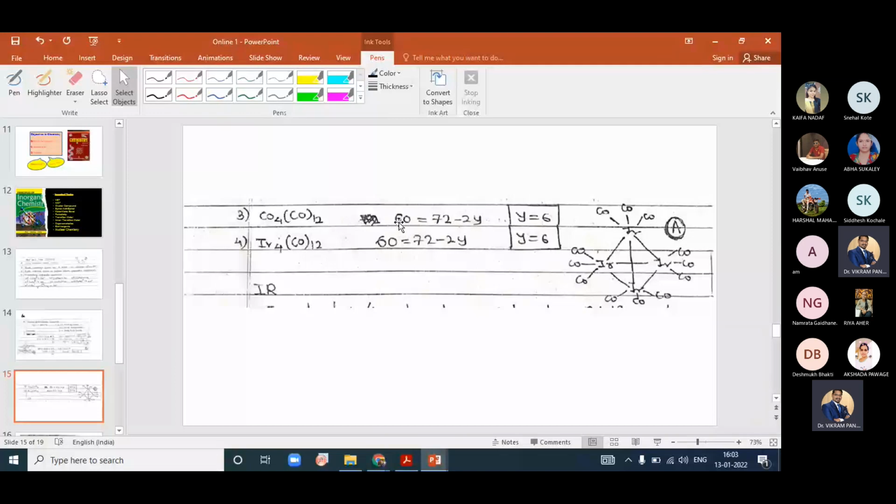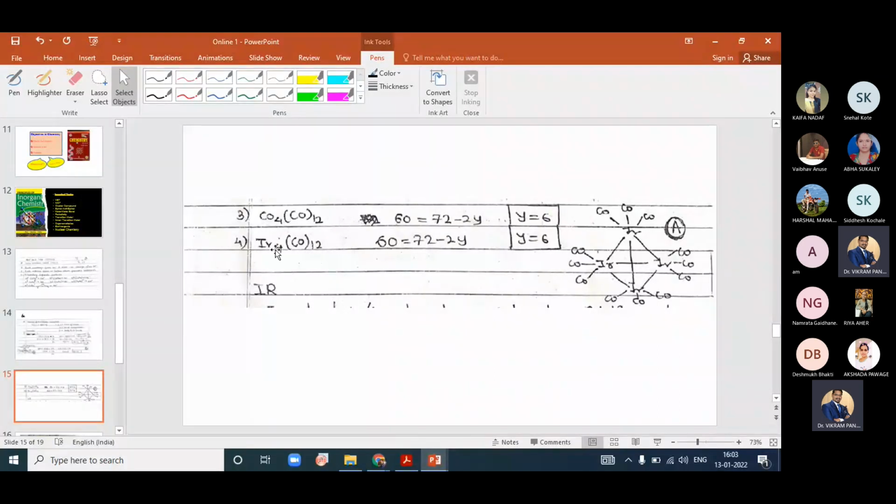60 is equal to 72 minus 2y. How does 72 come? 18 into 4, it will become 72. And if you solve this, it will become y is equal to 6. That means there will be 6 metal bonds present.